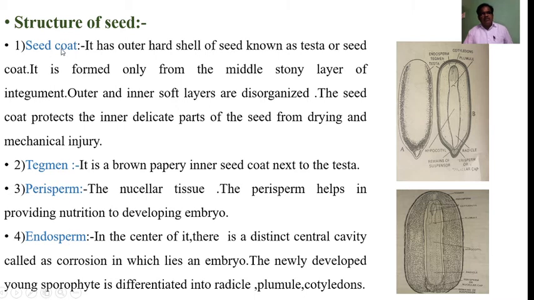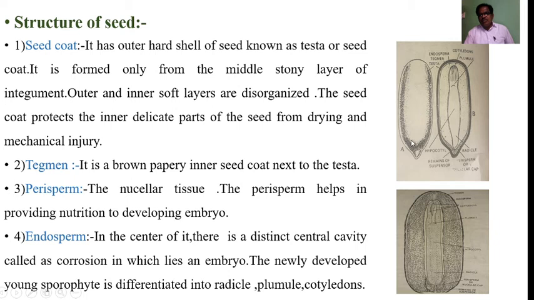Then first of all, the seed coat. What is the seed coat? When we observe this seed, this is the LS of the seed and this is the entire seed. Seed is the result of fertilization. When the pollen, the male gametophyte, is formed and the male gamete unites with the egg, the result is the formation of the seed.